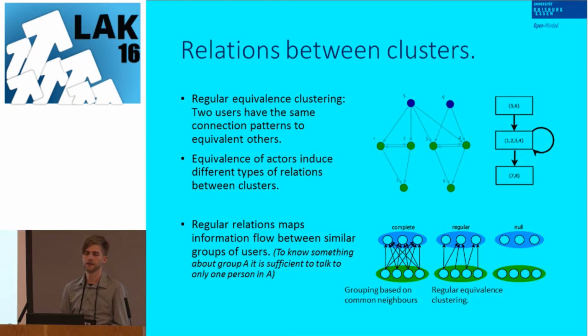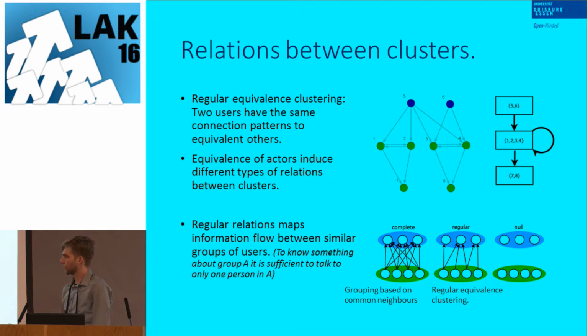How can we cluster users based on connection patterns? We used regular equivalence as the clustering criterion. Regular equivalence means two users are regular equivalent if they have the same connection patterns to equivalent users. This definition is recursive, so I'll give you an example which makes it much more clear.